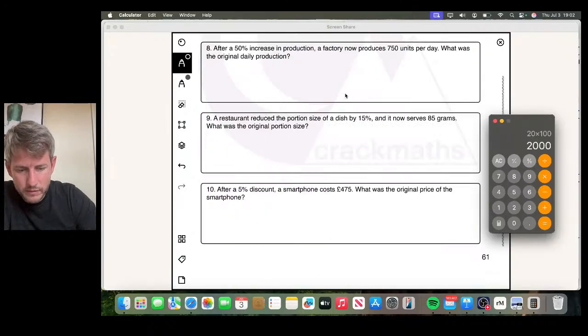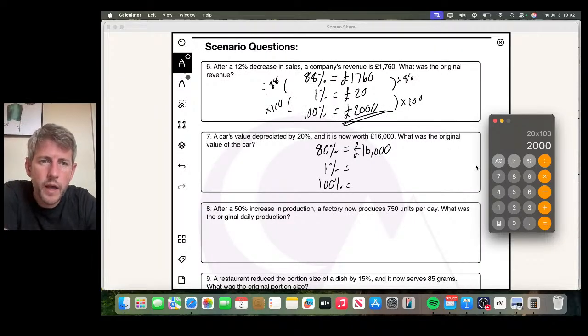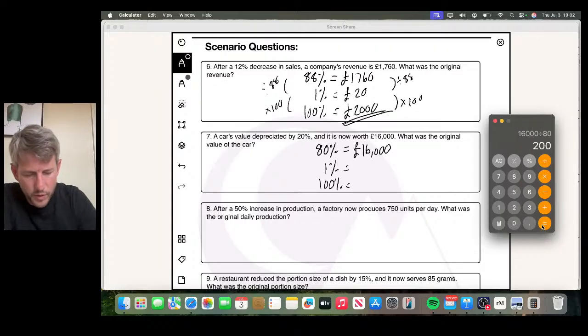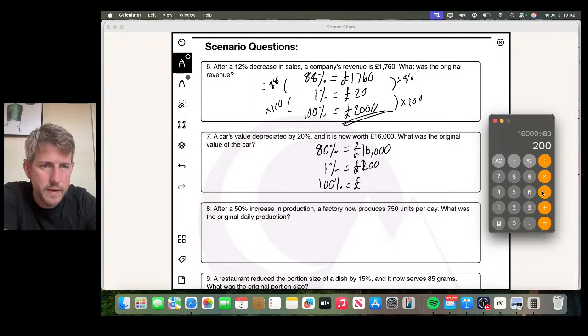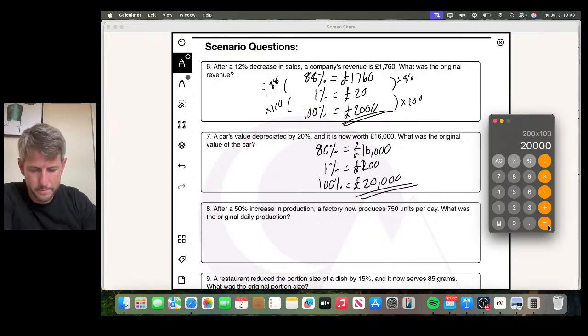So we've got here 1%, and then we're going to go to the 100%. So 16,000 divided by 80 is 200. So 1% was £200, and then times that by 100 to get the 100%, and that's £20,000. Here we go.